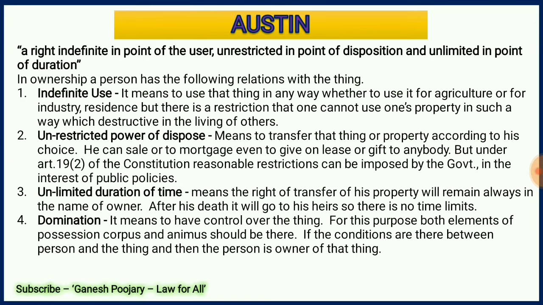The fourth part is domination. He will have complete control over that particular thing, that is possession in corpus as well as possession in animus. The de jure and de facto both control will be with this particular person, and that is why Austin says ownership should go with domination. This is all about Austin's theory.